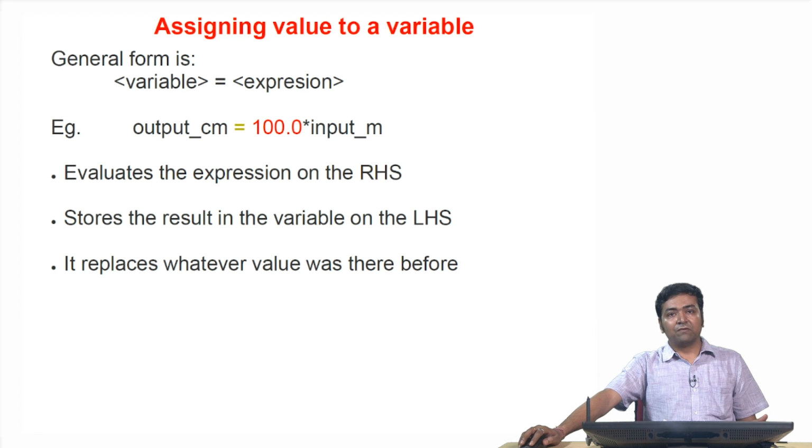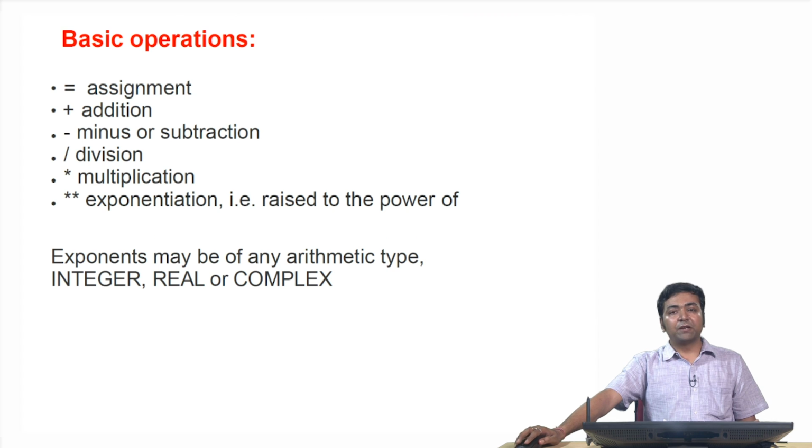Usually the code evaluates the expression on the right hand side and stores the result on the left hand side, and if initially there was some value assigned to this variable, it overrides that. The basic mathematical operations one can perform using Fortran are the assignment, which is done by the equal to sign, then addition, subtraction, division, multiplication, and exponentiation. They can do these with three types of operands, that is integer based, real based or complex based, or a mixture.